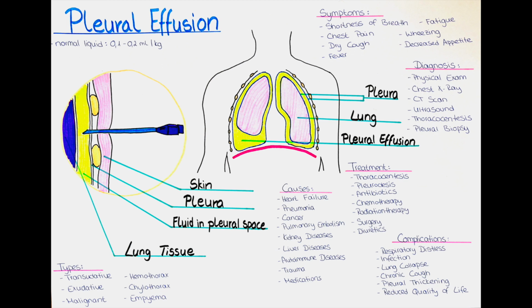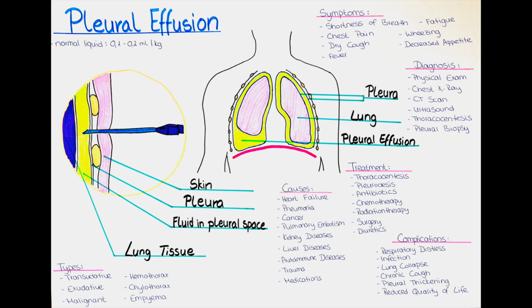The third type is hemothorax. This type of pleural effusion is caused by the accumulation of blood in the pleural space, often due to trauma or injury to the chest. The fourth type is chylothorax. This type of pleural effusion is caused by the accumulation of lymphatic fluid in the pleural space, often due to injury or obstruction of the thoracic duct.